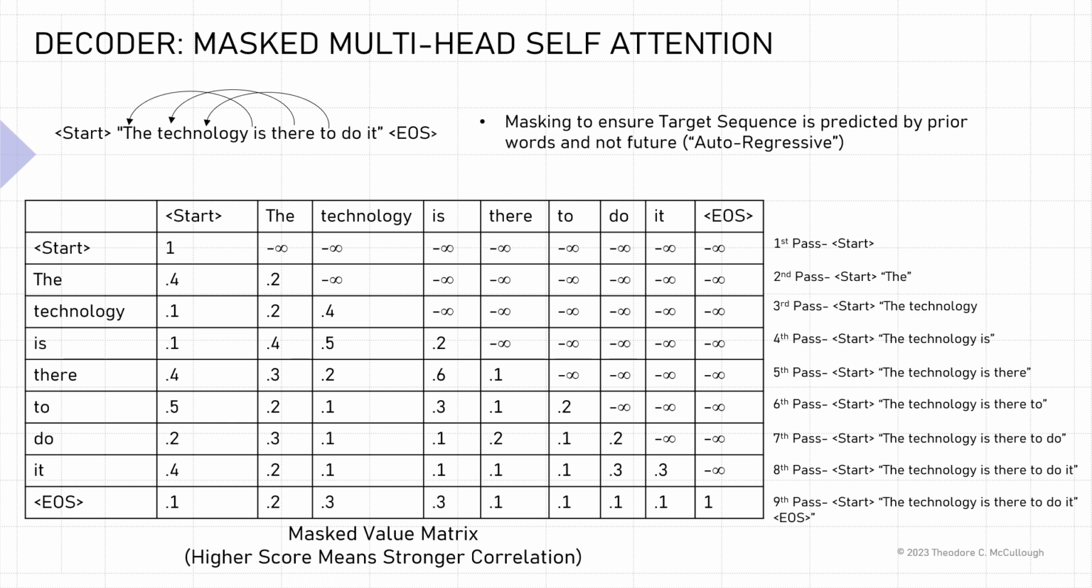So at this point in the decoder, a masked value matrix is generated. This matrix is generated using the methods outlined in slides 10 through 13, with the difference that future predicted words are masked relative to when they appear in the target sequence. So for example, at a first pass, maybe you pass in a start token, and there's a prediction made based upon that start token from the context of the provided key value matrices from the encoder. At the next pass, you basically mask all words after the. At the next pass, you mask all words after the and technology, and so on. And you continue this until you reach an end of sentence token.